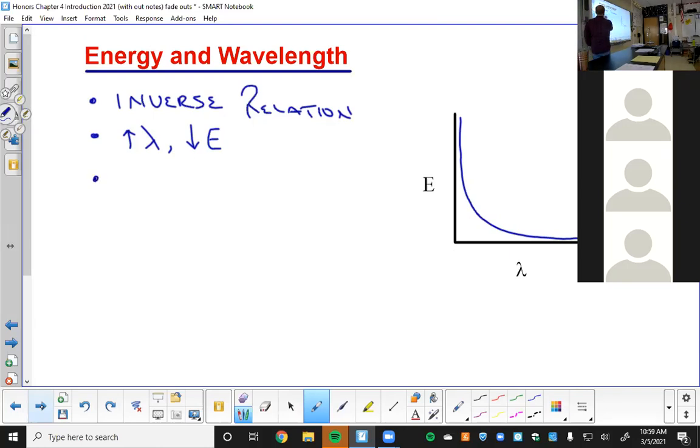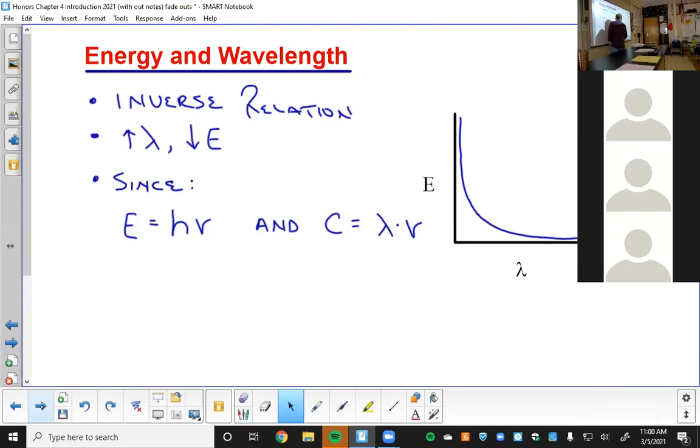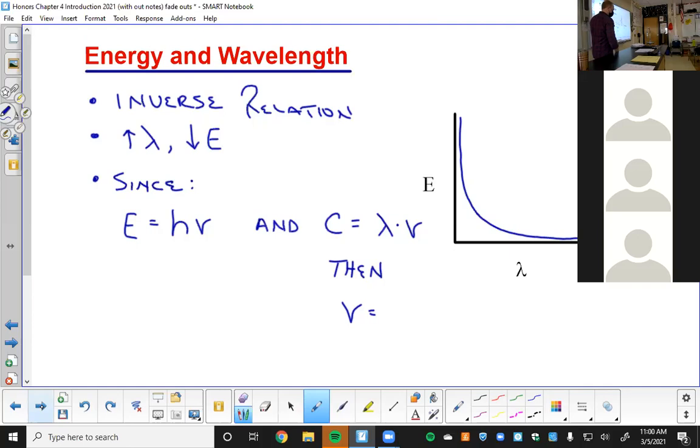The way I'm going to show this, it's really a combination of the two equations before that. So if we know that E equals h times ν, and we know that c equals wavelength times frequency, one thing that they both have in common is the variable ν, the nu for frequency. So if this is true and this is true, then what we can do is rearrange speed of light equals wavelength times frequency, and get frequency equals speed of light divided by wavelength.